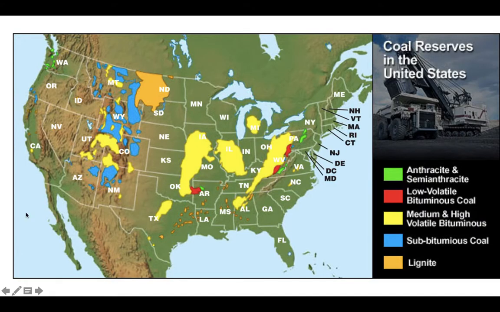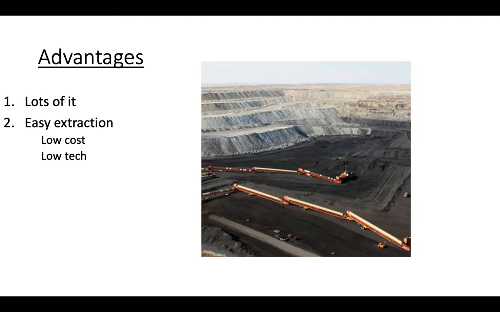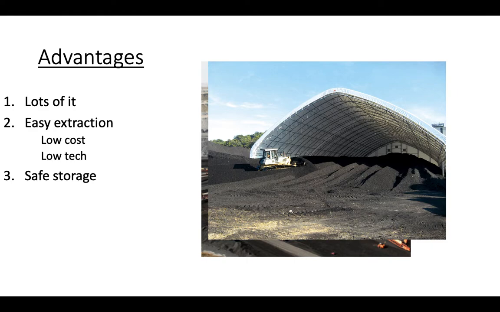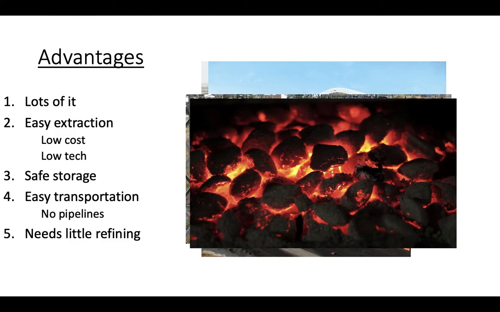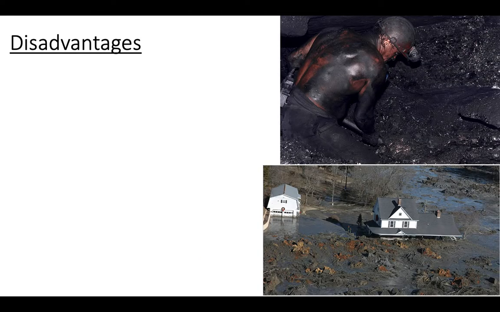Coal is found all throughout the United States, primarily in states like Wyoming, North Dakota, Colorado, and also in the Appalachian region in the mountains: West Virginia, Virginia, Kentucky, Tennessee, Pennsylvania, Ohio. That's where most of the coal is in the United States. Coal has lots of advantages. First of all, there's a lot of coal. It's easy to extract, relatively low cost and low tech to mine. It's safe to store. You can just throw it under a pavilion. It's not going to explode randomly. It's easy to transport. You don't need pipelines. You can throw it in a train or a truck and just travel it across the country. It doesn't need to be refined, really. You can just throw it into the furnace right away.